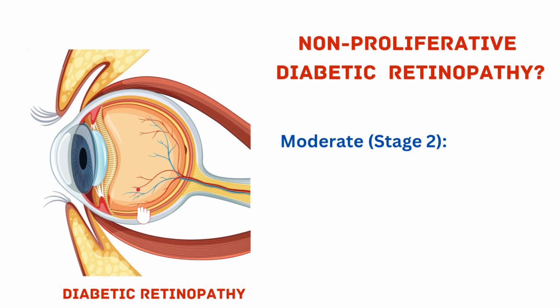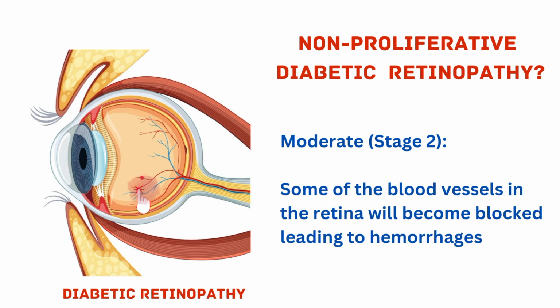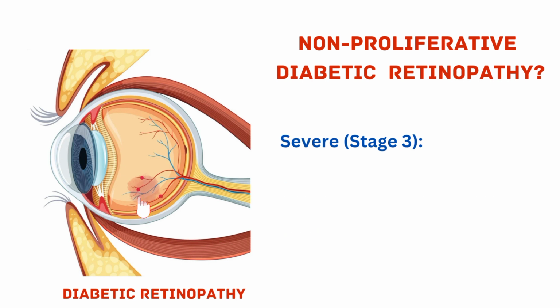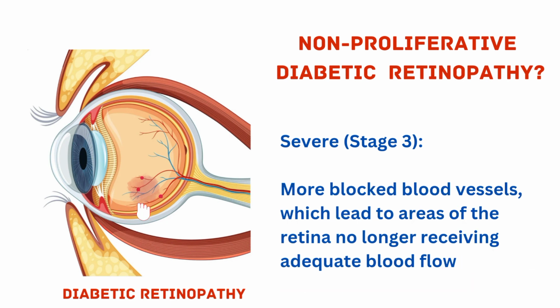Moderate stage 2. At this stage, the tiny blood vessels further swell up, blocking blood flow to the retina and preventing proper nourishment. Some of the blood vessels in the retina will become blocked, leading to hemorrhages. Severe stage 3. During this stage, a larger section of blood vessels in the retina become blocked, causing a significant decrease in blood flow to the area. More blocked blood vessels lead to areas of the retina no longer receiving adequate blood flow.